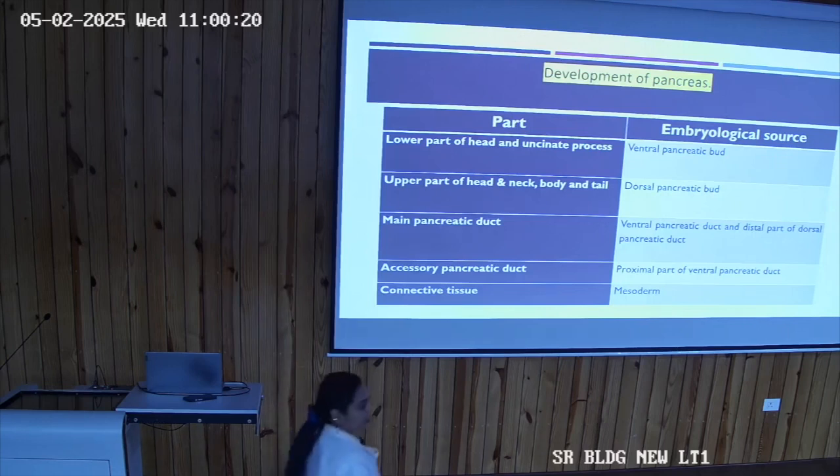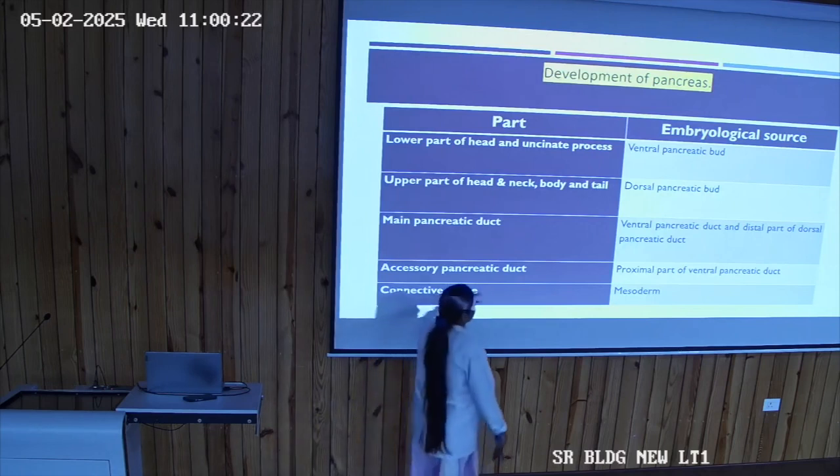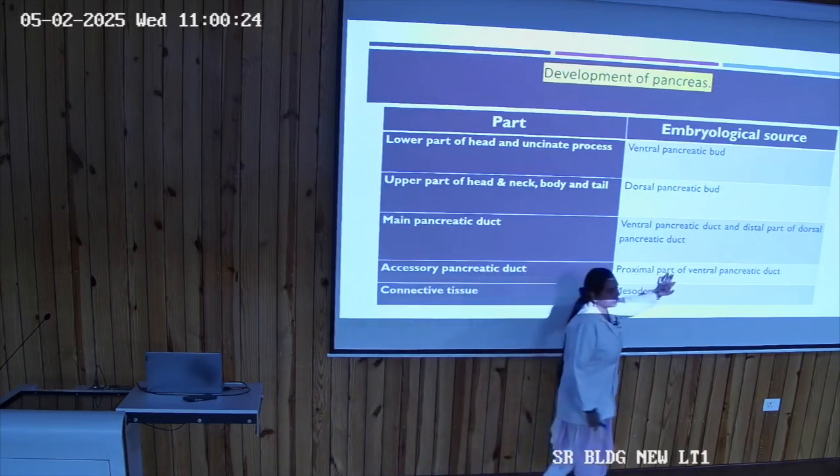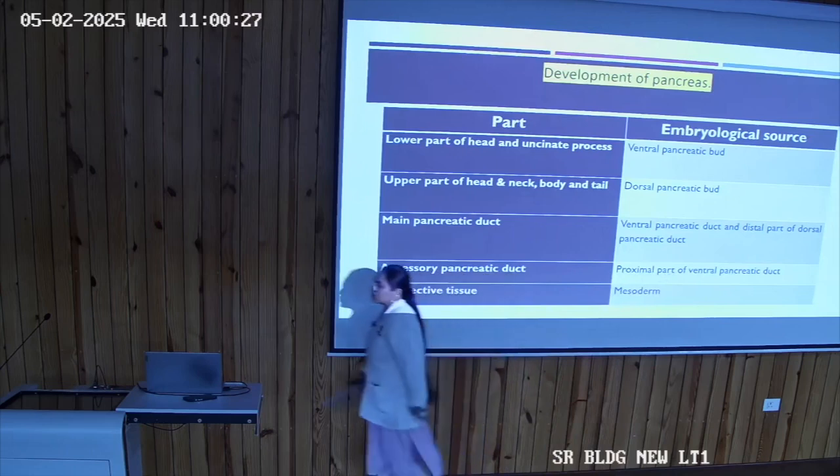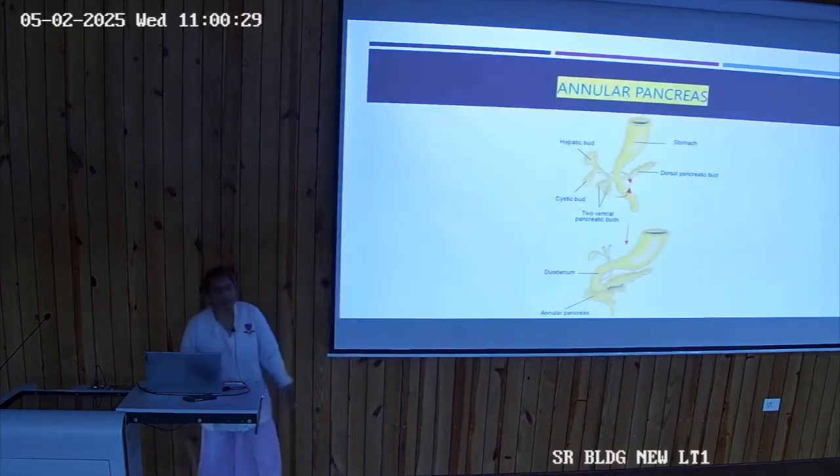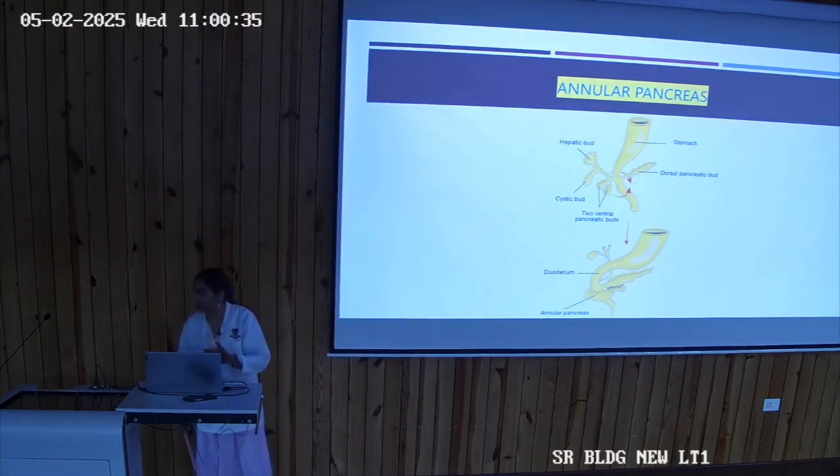Accessory pancreatic duct, proximal part of the ventral, is written wrongly, it's the dorsal pancreatic duct, and then connective tissue is derived from the mesoderm. This is the important clinical topic which comes in your exam, annular pancreas. So we are moving on to the last part.